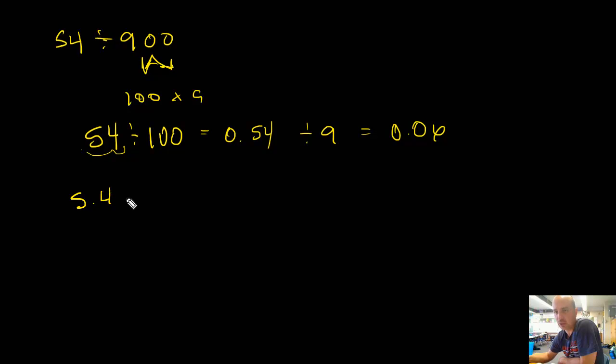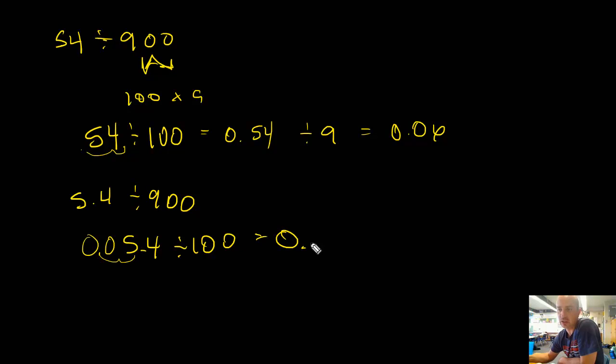Let's do 5 and 4 tenths divided by 900. Well, same thing. I'm going to split it out. So 5 and 4 tenths divided by 100. I'm going to move that over twice. Once, twice, right? I'll put some zeros here so I know what I'm doing. So that equals 0.054. Moving the decimal over, making that smaller. And I'm going to divide that by 9. And I'm going to get 0.006, tenths, hundredths, thousandths, right?